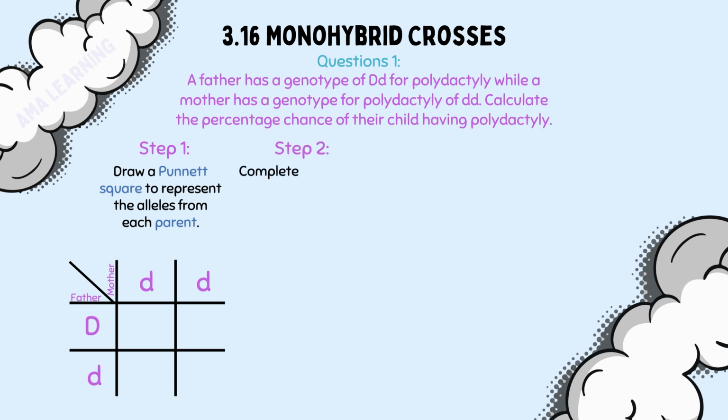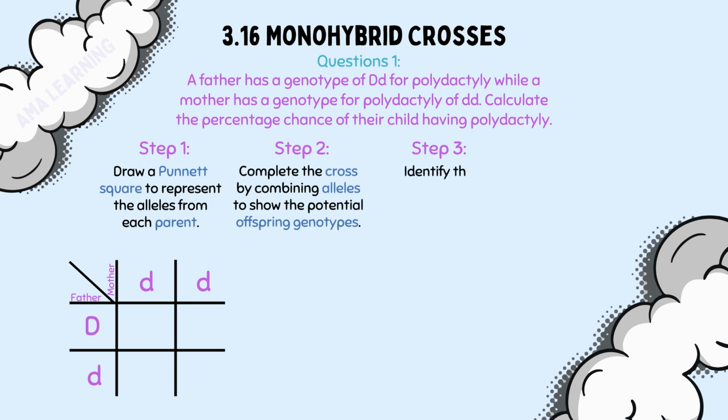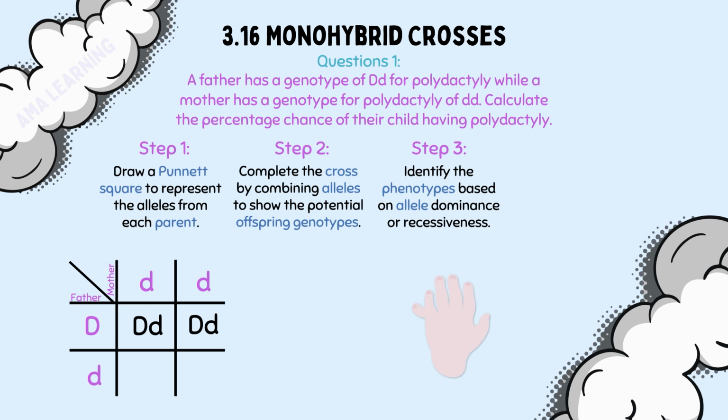Step 2. Complete the cross by combining the alleles to show the potential genotypes of the offspring. Step 3. Identify the resulting phenotypes, physical traits, based on the dominance or recessiveness of the alleles. The offspring are one of two possibilities. The first possibility is capital D and lowercase d. The dominant allele results in polydactyly, which means the offspring will have extra fingers or toes. The second possibility is two lowercase d's, which results in the offspring having no polydactyly, as both alleles are recessive.